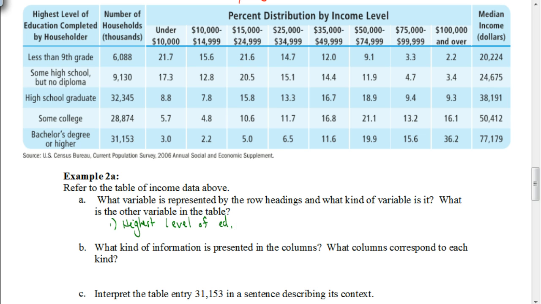And then it asks, well, what kind of variable is it? So it's referring to, is it categorical or numerical? Well, as we look at these answers for the highest level of education, those are not numbers, those are different categories, so it's going to be categorical. And the second part of the question says, what is the other variable in the table? Well, the other variable in the table, everything else is looking at their income level.